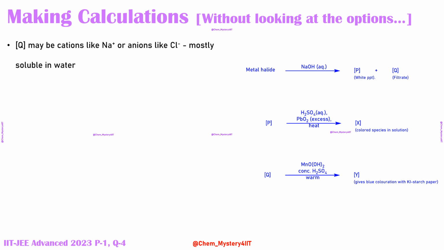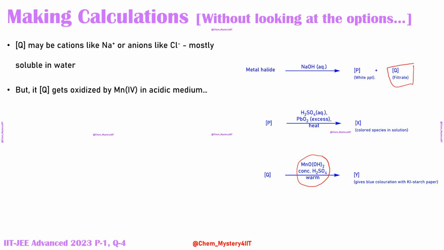But later, if you see the reaction sequence, Q is getting oxidized by manganese in acidic medium. That is the last reaction sequence over here. So we know that sodium, potassium, or any such s-block elements which are very much soluble in water cannot be the part of the filtrate. This has to be some anion in particular, because those anions can possibly be oxidized by the strong oxidizing agent. We are saying filtrate Q cannot be any of the s-block metal ions.